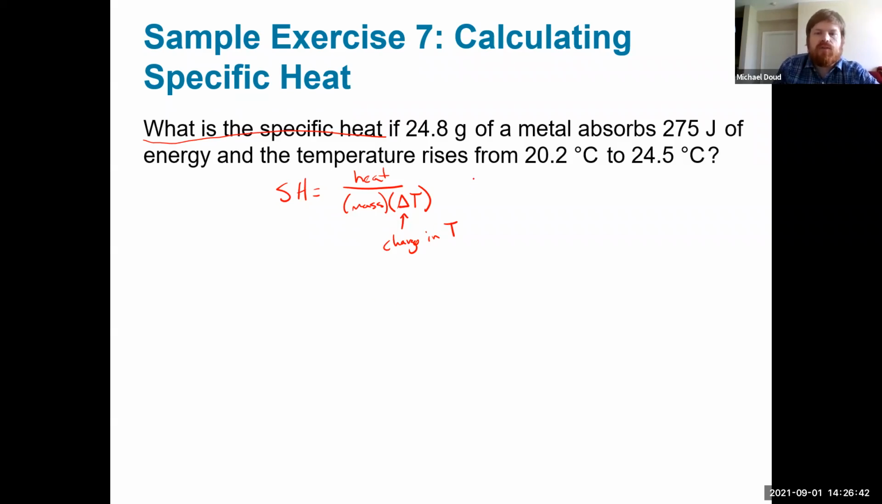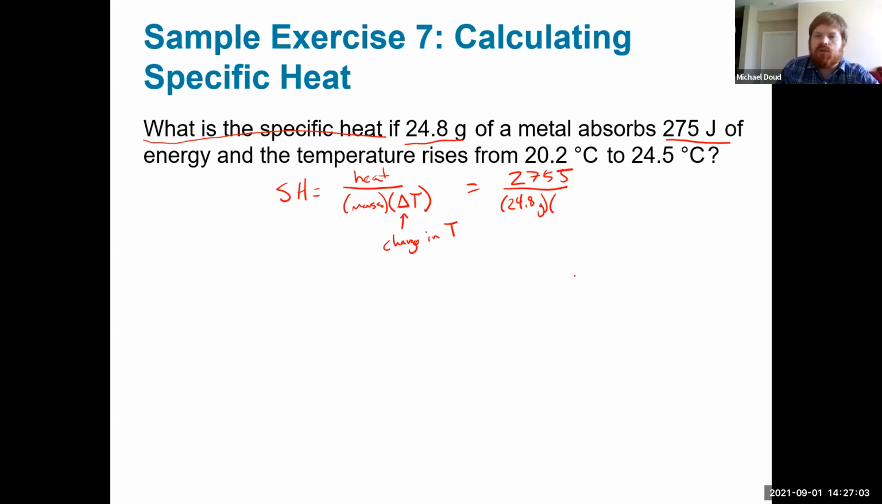Okay, so then what do we know? Well, we're given the heat, right? It says that it absorbs 275 joules of energy. So that tells us that we absorbed 275 joules. Great. The mass, that's also given to us here, right? 24.8 grams. So that's going to be 24.8 grams down here.